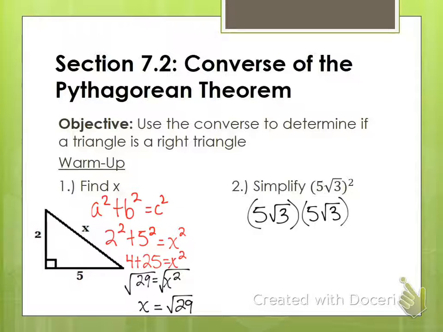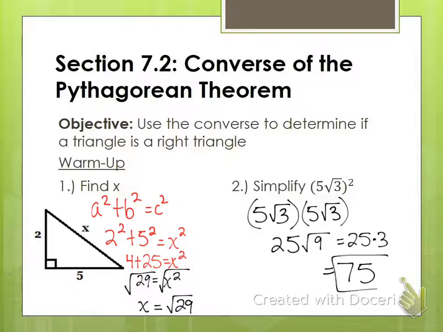Things that are outside of the radical get multiplied together. So 5 times 5 is 25. Things under the radical get multiplied together. So 3 times 3 is the square root of 9, which is really 3. 25 times 3 is 75. Now, if you knew 5 squared is 25 and radical 3 squared is 3, you don't necessarily need to show all of that. But in case you need to see it written out expanded for it to make sense, there it is.